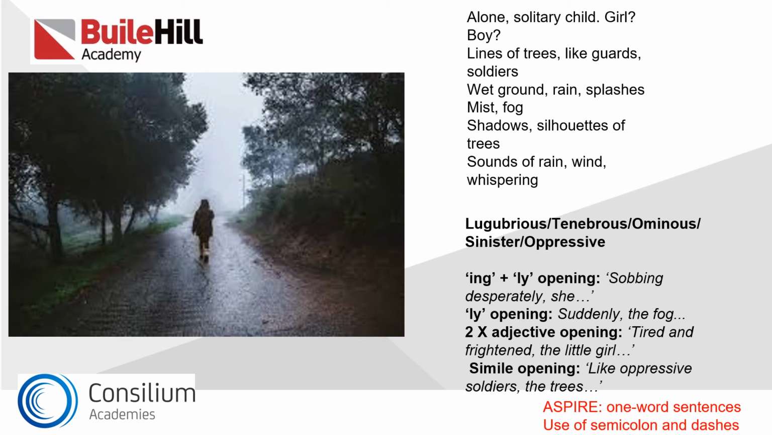So in this, you've got the ing and the ly, the verb and the adverb, and then you have to focus on the subject of the sentence, she. I'm calling it a girl in this case. Or simply start the next one with an ly opening, an adverb. Suddenly the fog descended from the trees or from the sky, something like that. You could also choose to start sentences with 2 adjectives, such as tired and frightened, comma, the little girl. And those commas are very important. You might notice them after each initial clause, the adverbial clause at the start, or in this case, the 2 adjectives at the start. You have a simile opening as an option.